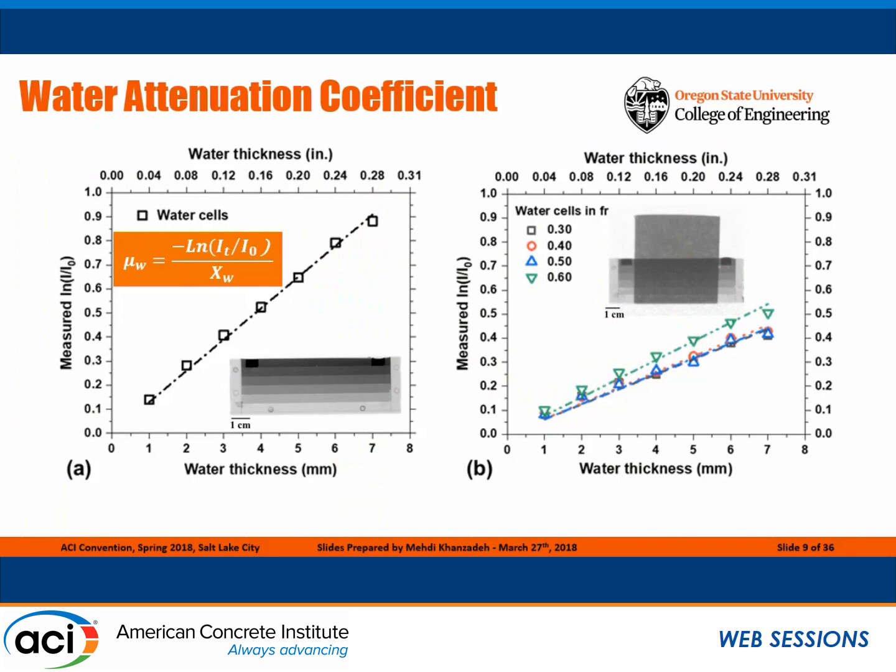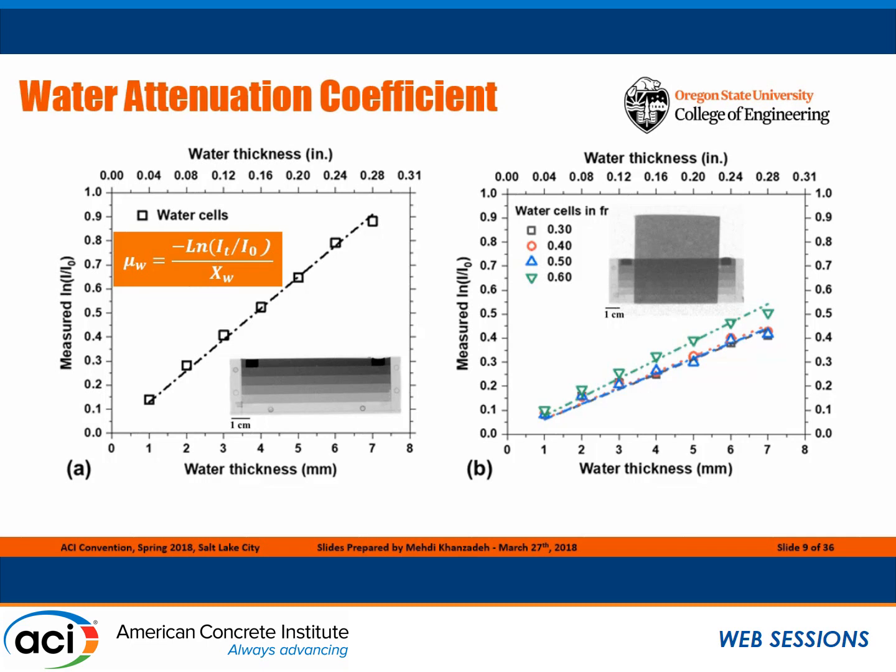If I want to measure the water content inside the sample, I have to calculate the water attenuation coefficient in the beam line. In order to do that, I'm going to use these water cells, moving from 1 millimeter to 5 millimeter thickness, and then these are the results. On the y-axis, I have the measured intensity difference, and on the x-axis, I have the water thicknesses. From the slope of this line, by using this equation, the Beer-Lambert law, we can get the water attenuation coefficient.